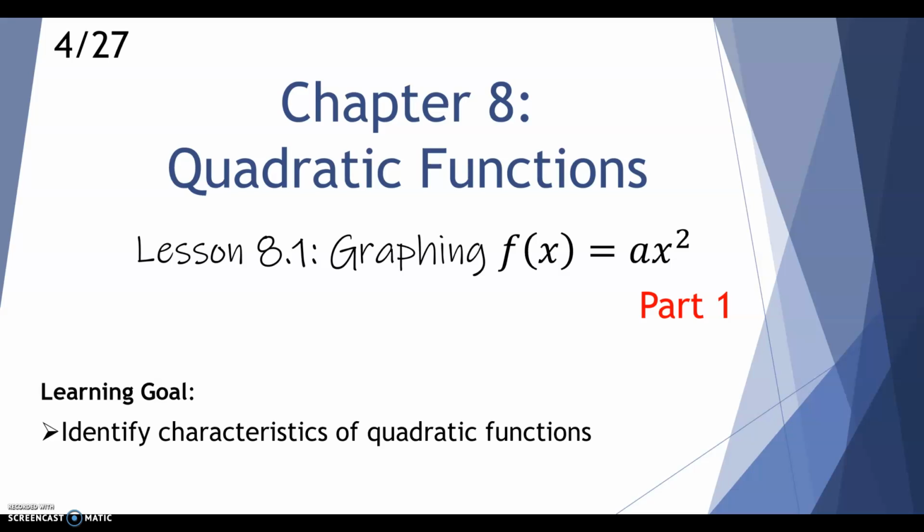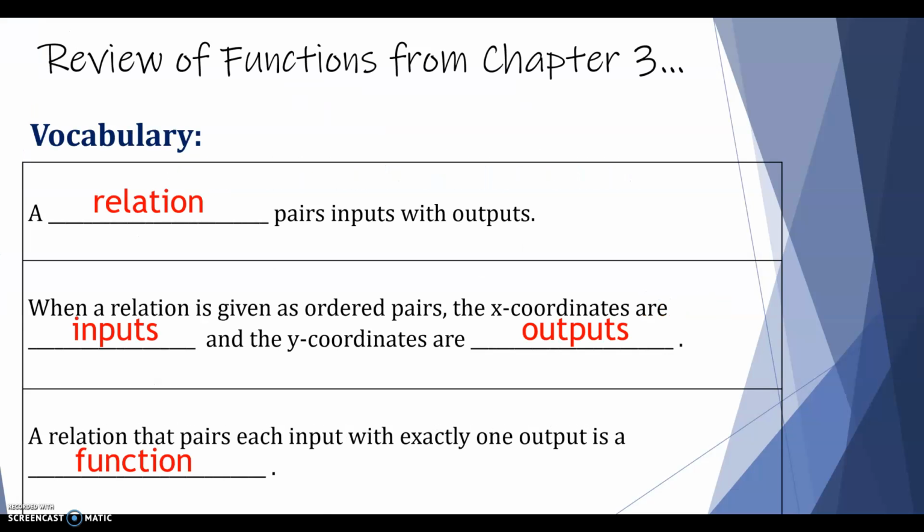So here we go. This was some vocab you should remember. You learned what a relation was, which paired inputs with outputs. Then when a relation is given as ordered pairs, the x coordinates were your inputs, and your y coordinates were your outputs. Now, if every input had exactly one output, then it was called a function. And I went over with you what a birthday function was, that you can only have one birthday, and no, half birthdays do not count.